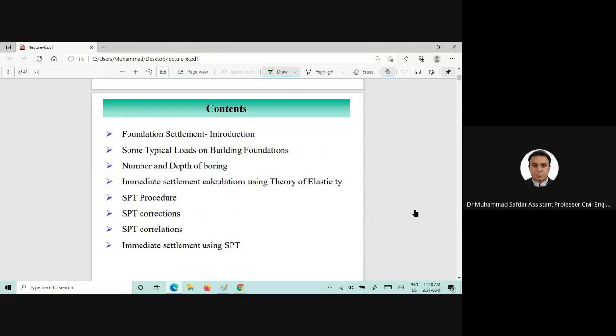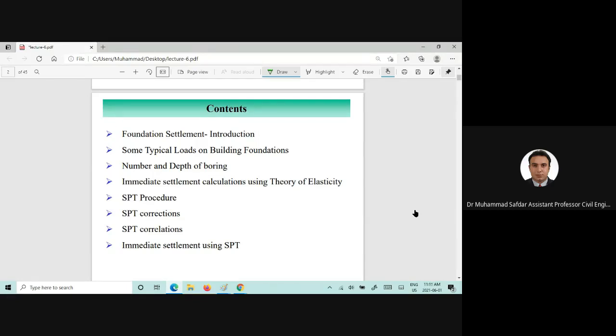We discussed briefly in Geotech 2 that the total settlement is important, but the rate of the settlement is also important. We also discussed that there are different components of the settlement occurring beneath the foundation in the soil, such as the elastic settlement and consolidation settlement, which is also known as the primary compression, and the secondary compression as well.